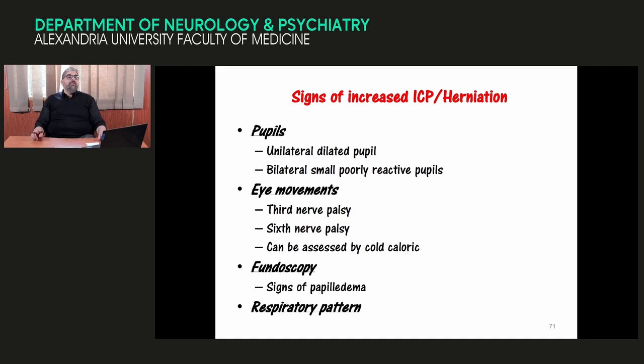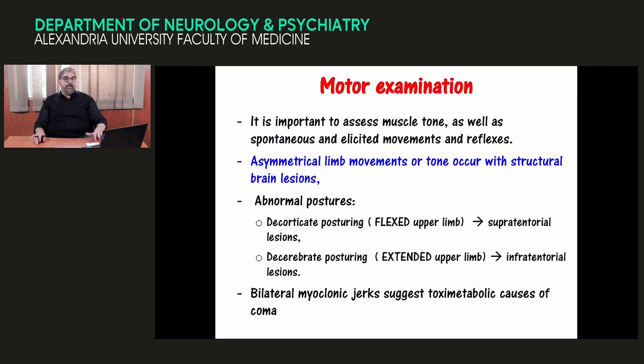This is a collective slide showing the signs of increased intracranial tension and herniation. As we said, the pupils are unilaterally dilated, which is suspicious of uncal herniation. If the pupils are bilaterally pinpoint, as we said, it is a pontine problem. The eye movements also, if there is a localized focal cranial nerve lesion, may make us suspect a state of herniation, and also the fundus examination and, of course, as we said, the respiratory pattern.